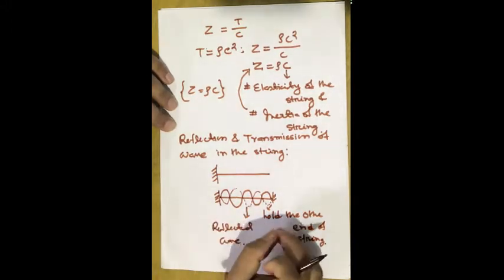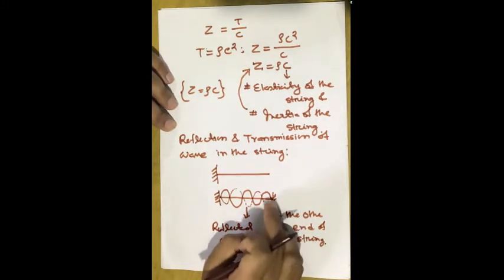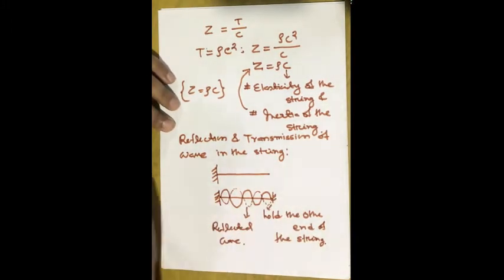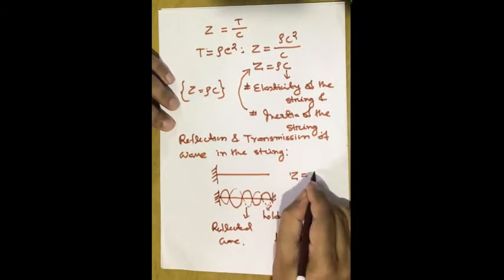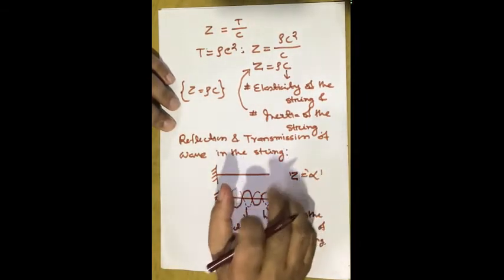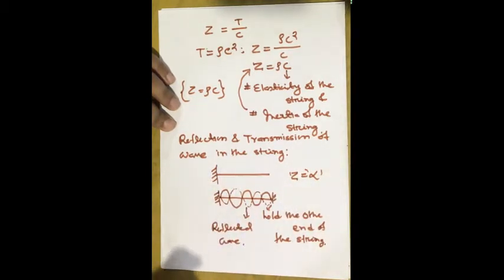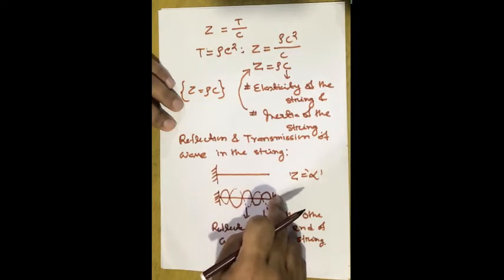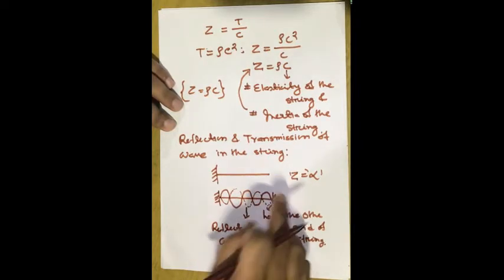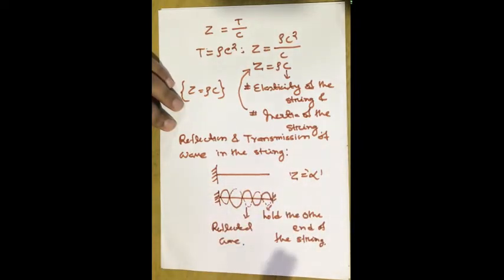When you say that you are holding the other end of the string very tightly, that means you are providing very high impedance, where Z is equal to infinity, so that the wave can no longer pass through that other end of the string. Therefore it will just reflect back. It's the same with light reflection: when light finds an obstacle, either it transmits or it may reflect back.